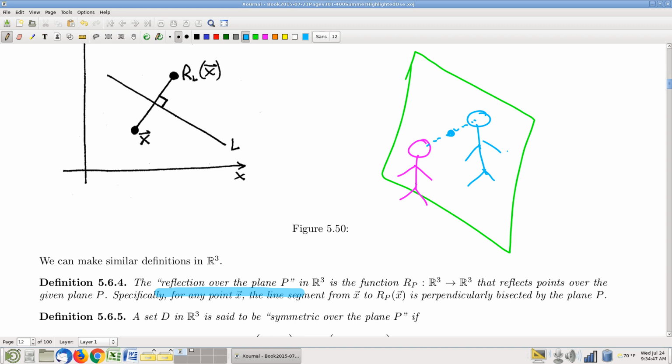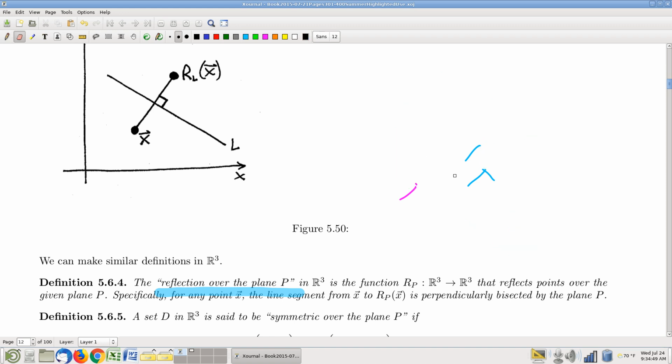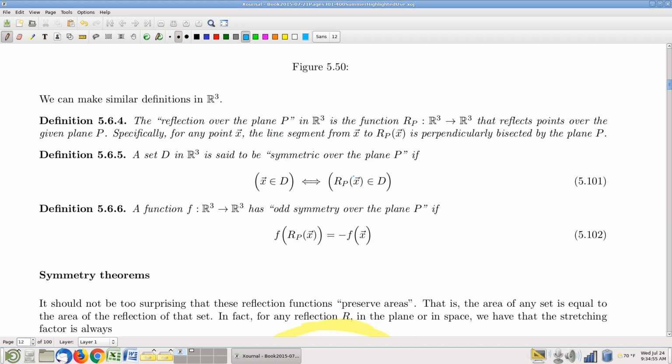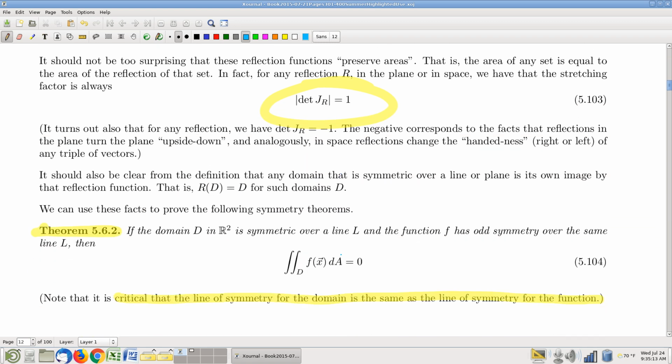So likewise for the definition, symmetric over a plane or symmetric through a plane, if points and their reflections are either simultaneously both in or both not in the set. And odd symmetry, again, exactly what you would think. Reflect the input, you negate the output. So with those definitions in mind, here are the big theorems.